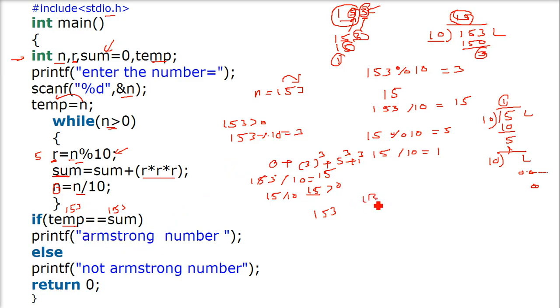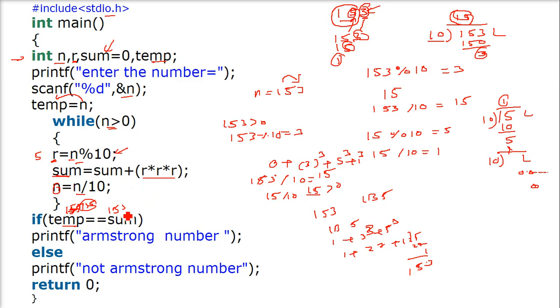Just assume that you have given 135 here. Same procedure. You take 5 first, 3 and then 1, cube them and you come here. This was 135 which you already stored. And now this will be 1 cube plus 3 cube plus 5 cube. So 1, plus 3 cube, 3 3s are 9, 9 3s are 27, and 5 cube is 125. 27 and 1 is 28, 125 and 28 is 153. So 135, again an Armstrong number.